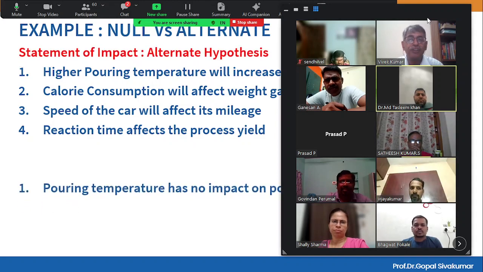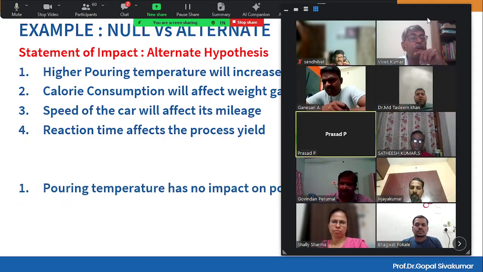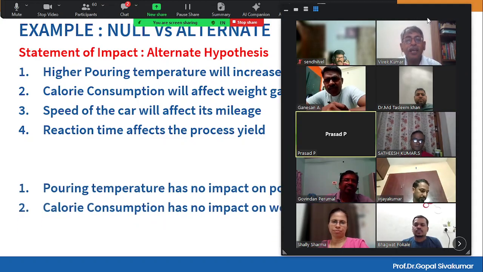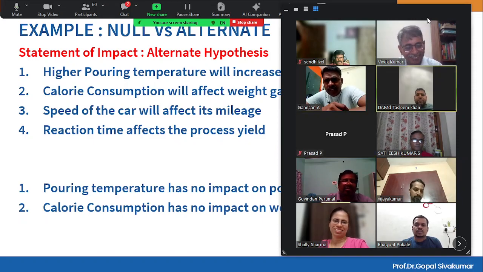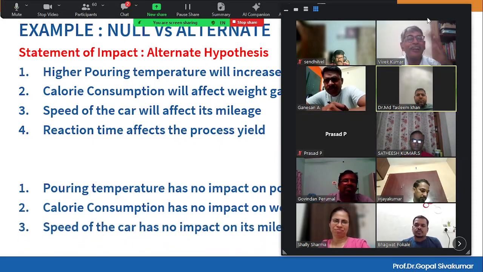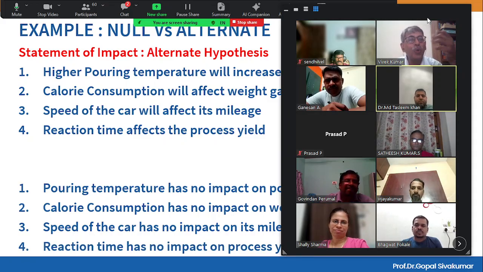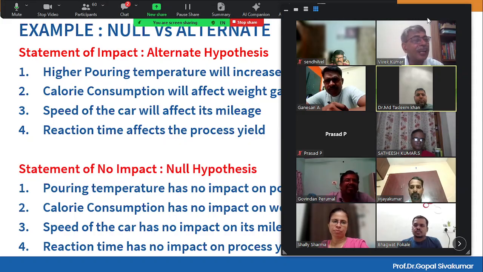Now I will ask further. Pouring temperature has no impact on the process. Null hypothesis. Calorie consumption has no impact on weight. Null hypothesis. The speed of a car has no impact on its mileage. Null hypothesis. Reaction time has no impact on process heat. Null hypothesis. So these are examples of null hypothesis. Yes or no? Yes.